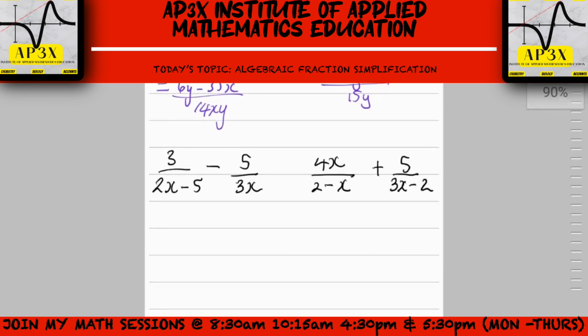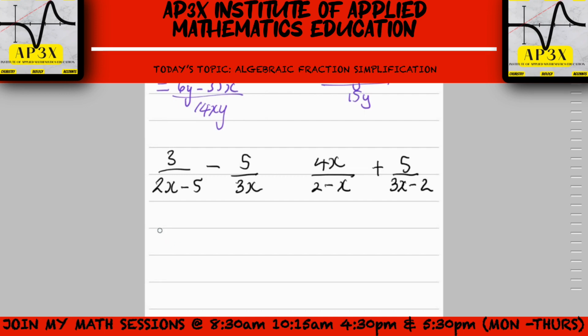Now we're going to be moving on to some more interesting questions then, where not only are our denominators algebraically written, but they're algebraically written in the form of a binomial expression, and that tends to make the question get a little bit more tricky in terms of its appearance. Now let's take a look at the first example.